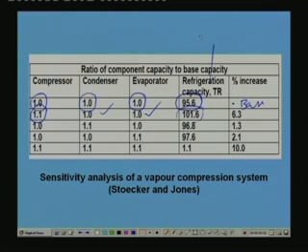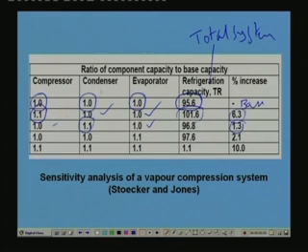When the compressor capacity is increased by 10%, you find that the overall refrigerant capacity, so this is the total system capacity, increases by 6.3%. Now, in the second step, the compressor is kept same, the evaporator is kept same, but the condenser capacity is increased by 10%. When the condenser capacity is increased by 10%, you find that the total system capacity increases by only 1.3%.